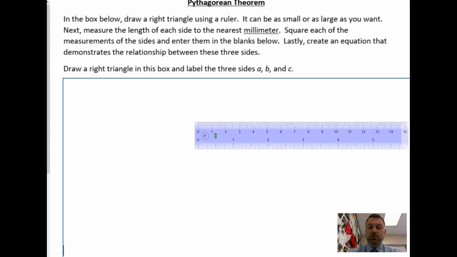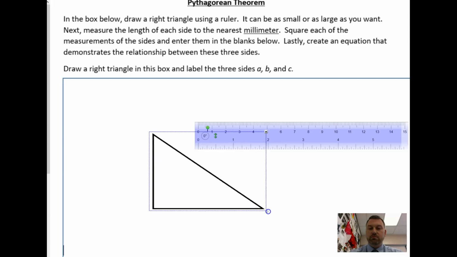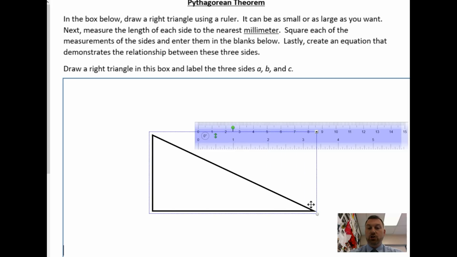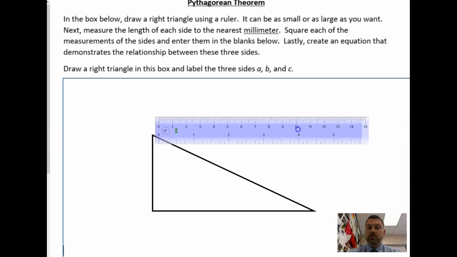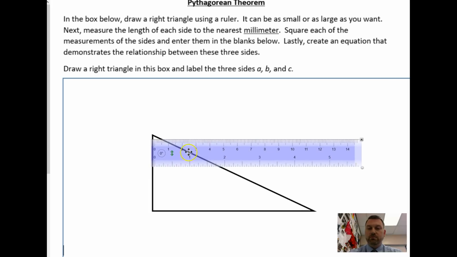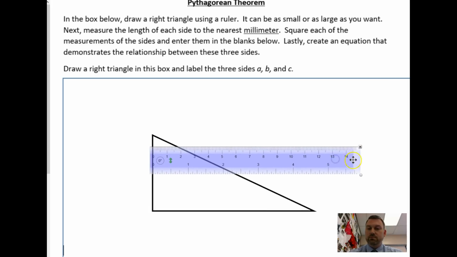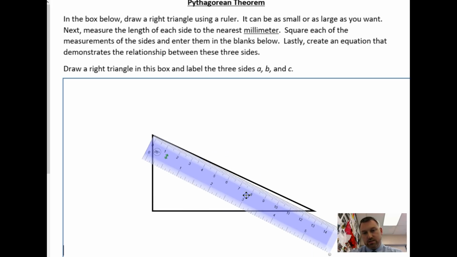I'm going to cheat a little bit and use my little widget machine here. Suppose you make a right triangle and it is something like that. There you go. You make a right triangle like so. Whatever, right? So you've got your right triangle. Then you need to measure the sides of this triangle to the nearest millimeter. So I need to measure this to the nearest millimeter.